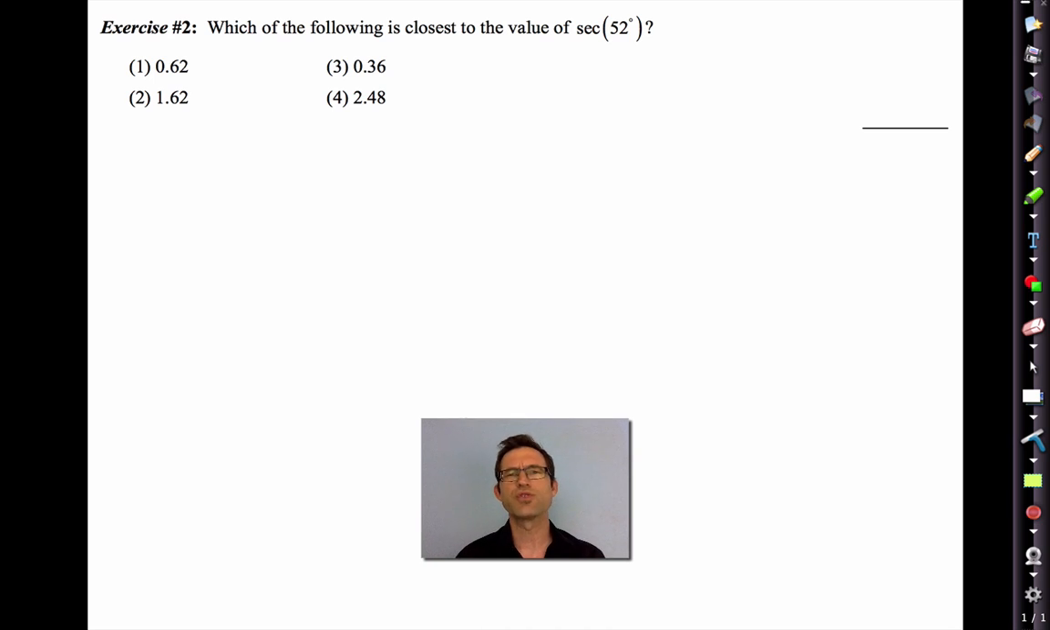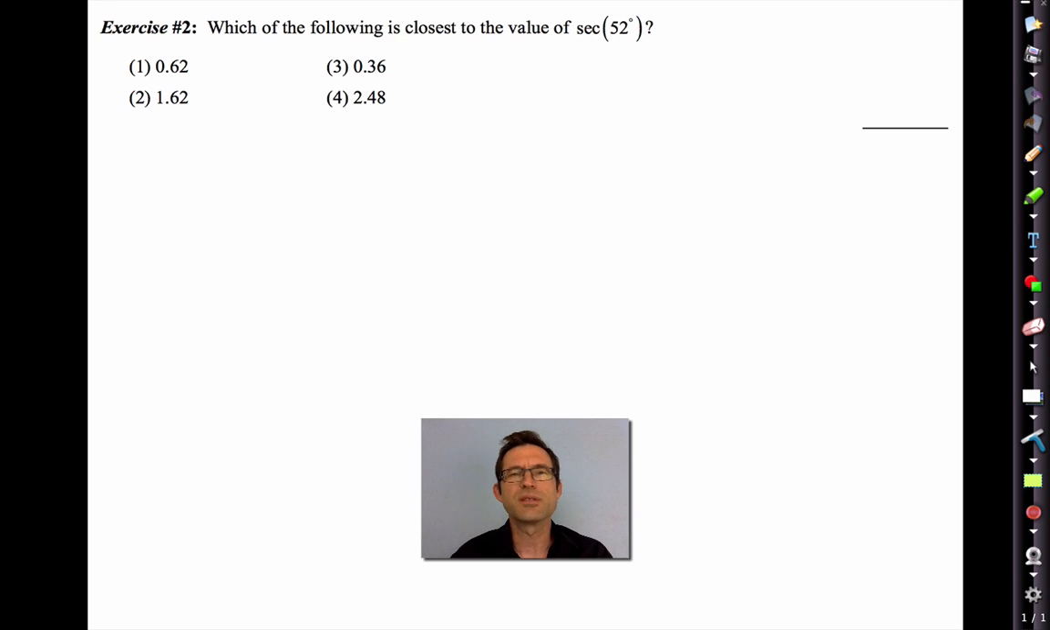This may seem like a strange question to you, kind of like, well, geez, man, I mean, what? This seems really easy or really hard, depending on how you look at it. 52 degrees isn't one of those special angles on the unit circle. But why not just plug this into the calculator? Take a look at your calculator for a minute.